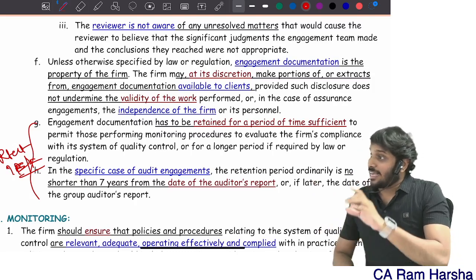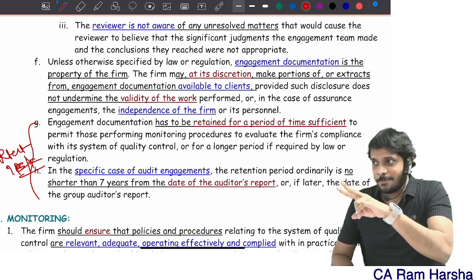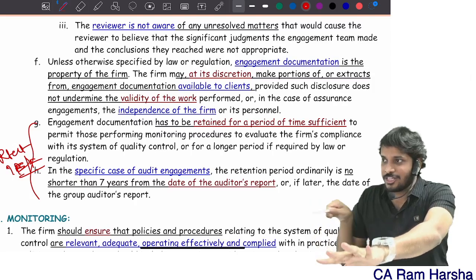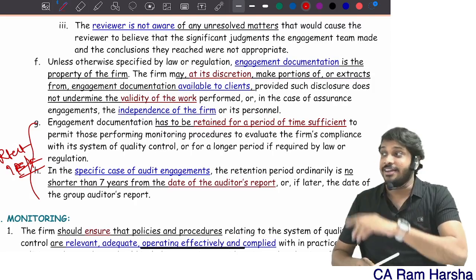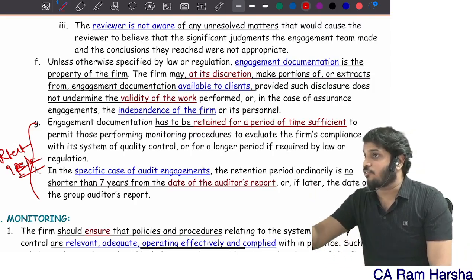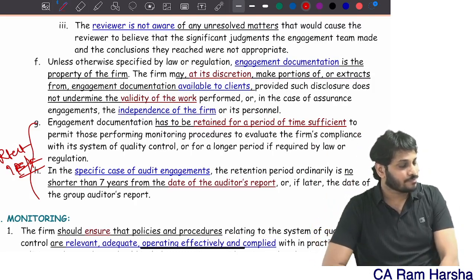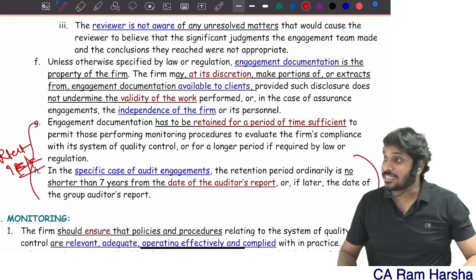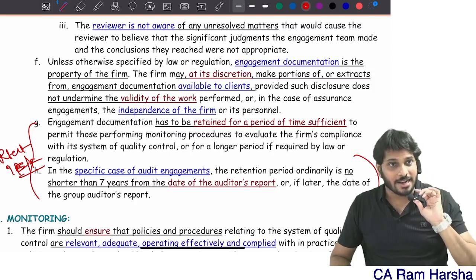You're getting it. And further, in listed entities, there is two level monitoring. One is before signing the report, the reviewer is monitoring. After signing the report, the quality control team is monitoring. Again, external monitoring is there: peer review board, quality review board, NFRA review. So many external reviews were there. Yes or no?